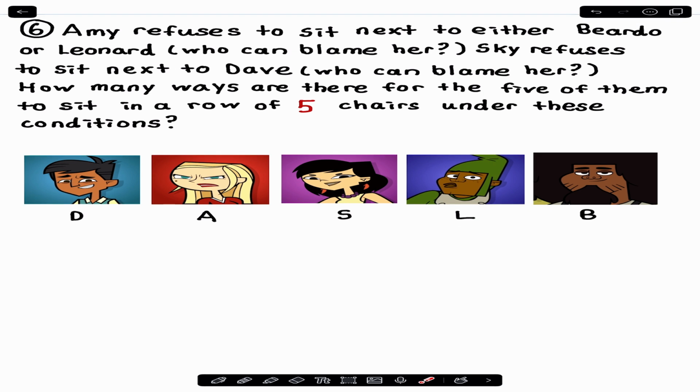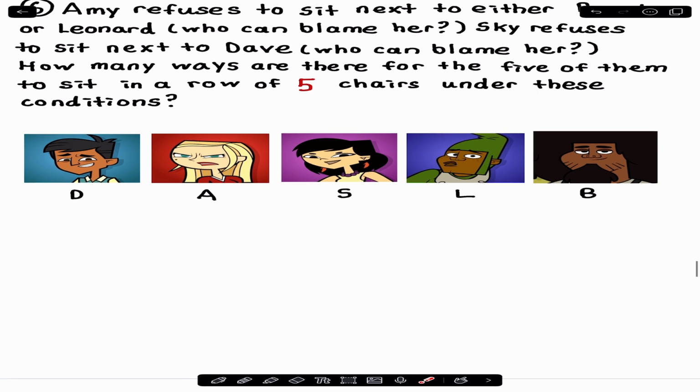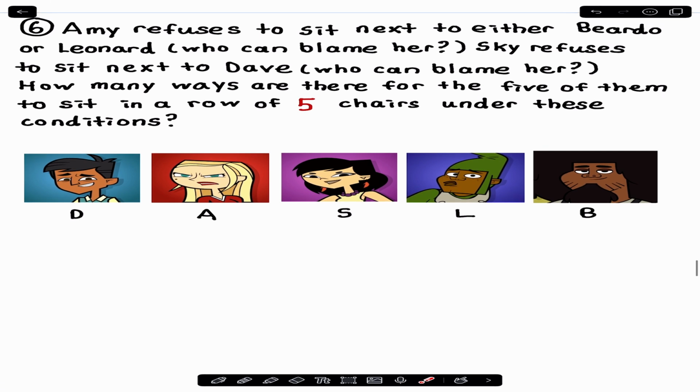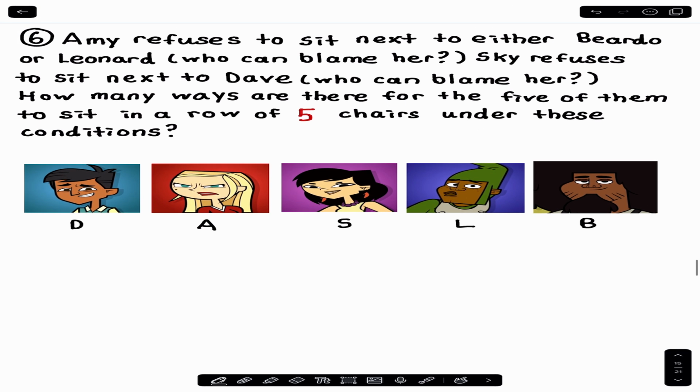Sky refuses to sit next to Dave. Again, who can blame her? Nobody wants to sit next to Dave. So this is Sky and this is Dave. The question says, how many ways are there for the 5 of them to sit in a row of 5 chairs under these conditions? So basically we have 5 chairs like this, and well, based on these picky conditions, how many ways can they sit?